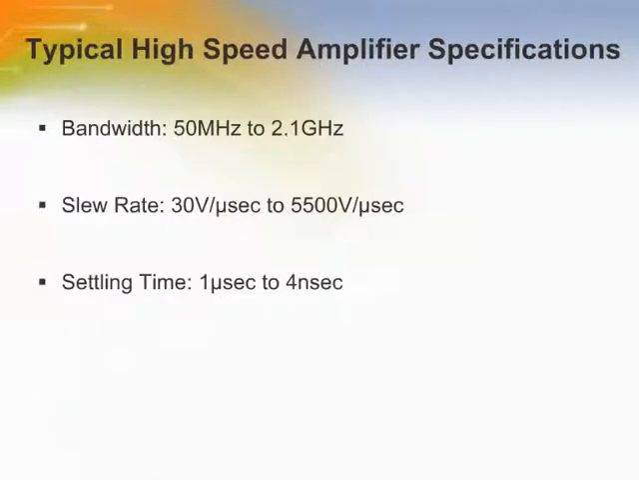Here are a few typical high-speed amplifier specifications. The bandwidth range is from 50 MHz to 2.1 GHz. The slew rate is from 30 volts per microsecond to 5500 volts per microsecond. And finally, the settling time is from 1 microsecond to 4 nanoseconds.